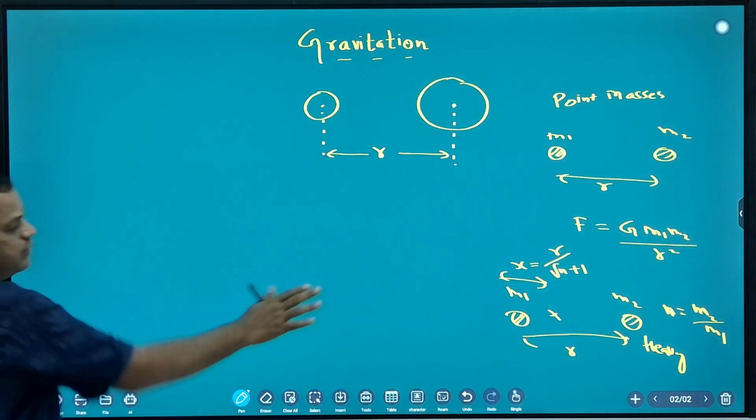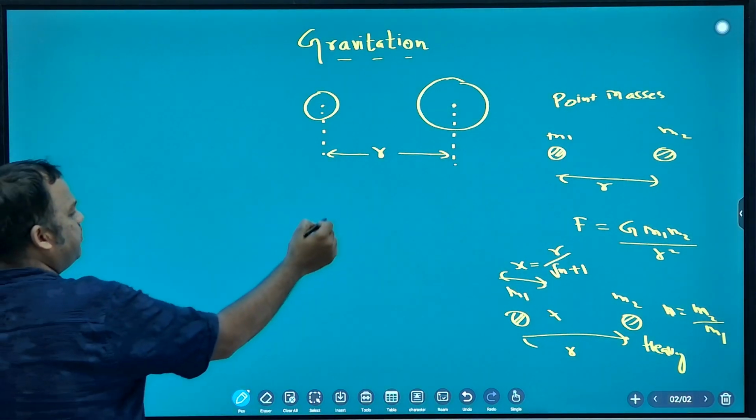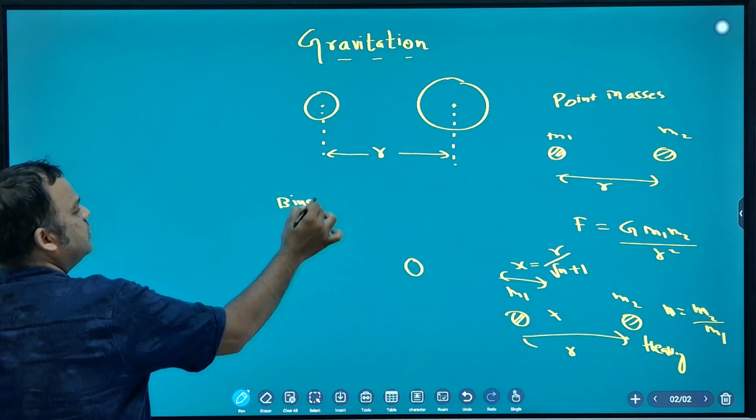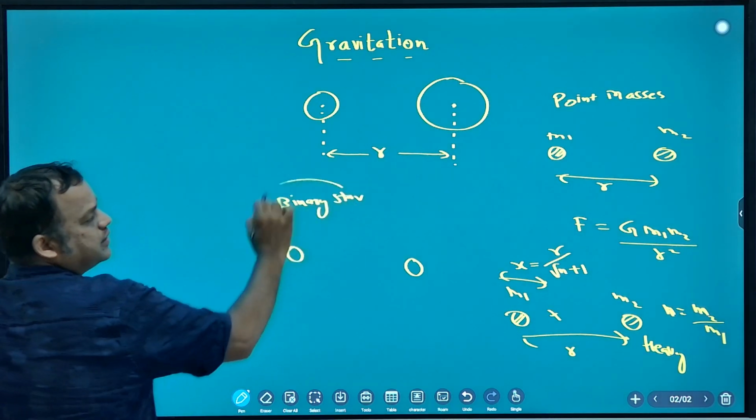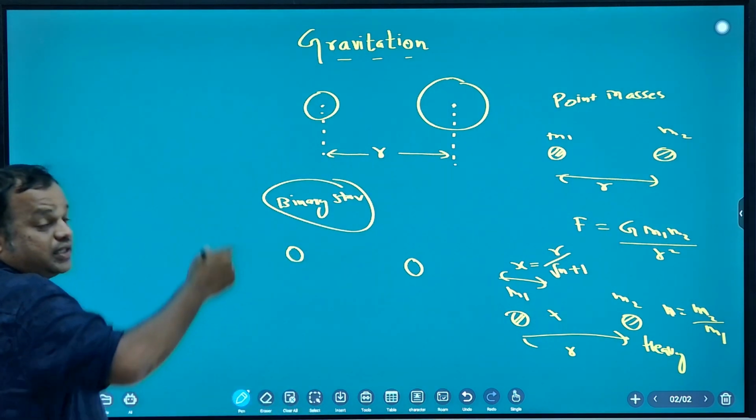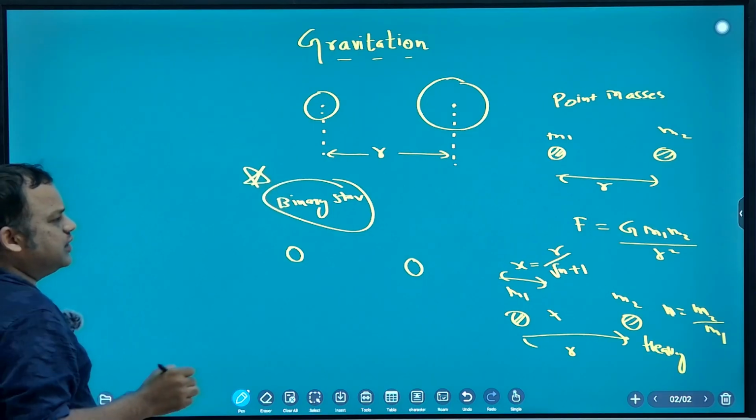Okay, null point we have discussed. Then center of mass, binary star we have discussed. Okay, binary star. You practice it. Very important. Again and again you practice. It is very important. Binary star.